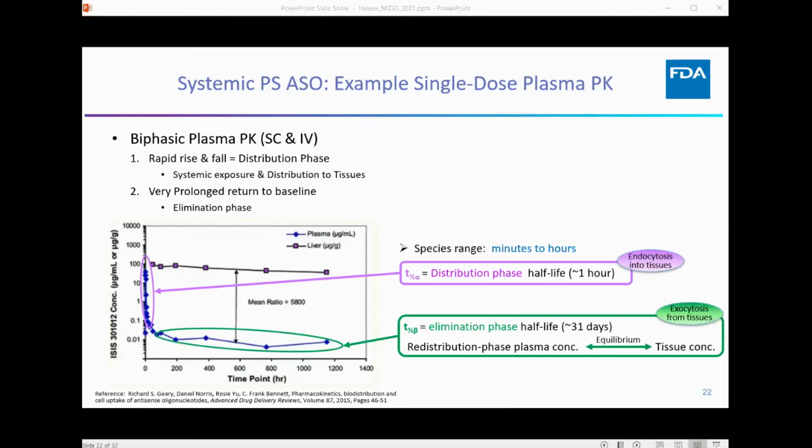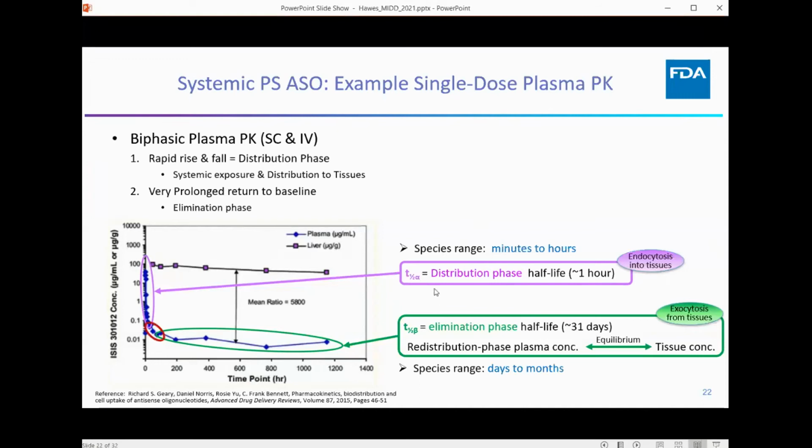In the elimination phase, which can be described by a very prolonged return to baseline, this phase is likely to be related to the redistribution phase, wherein plasma concentrations come into equilibrium with tissue concentrations. That is likely driven by the slow exocytosis from the tissues. Across species, this can range anywhere from days to months.